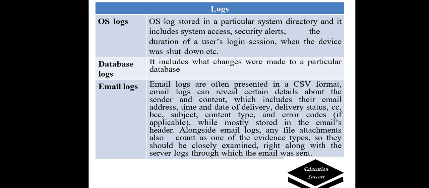Email logs can reveal certain details about the sender and content, which include their email address, time, date of delivery, delivery status, CC, BCC, subject, content type, and error codes if applicable, mostly stored in the email's header. Alongside email logs, any file attachment also counts as a type of evidence, so they should be closely examined right along with the server logs through which the email was sent.